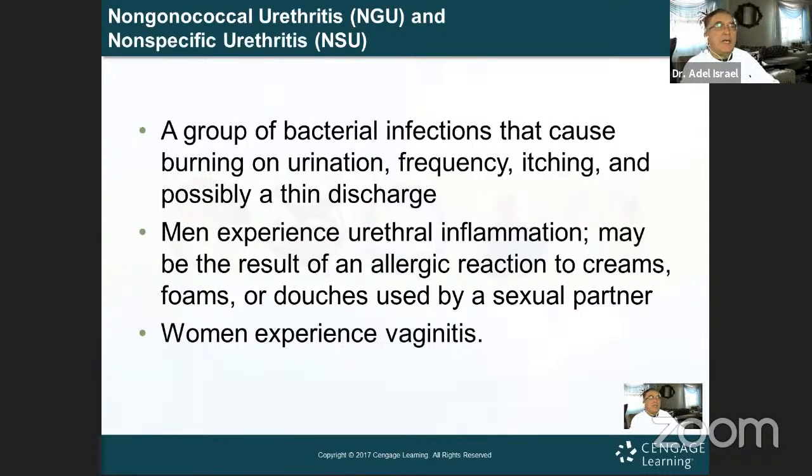NGU is non-gonococcal urethritis. Urethritis is inflammation of the urethra. So we have this gonococcal infection, and of course, it will be transmitted to the sexual partner as a sexually transmitted disease.